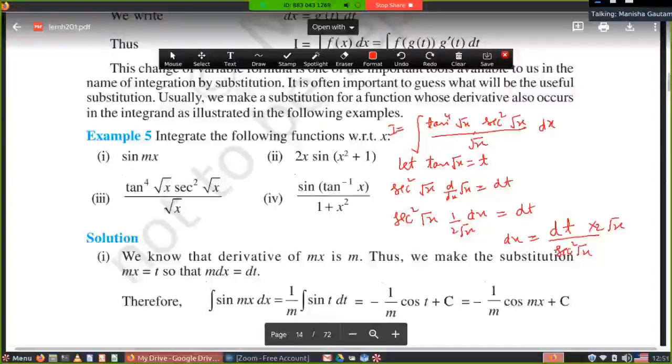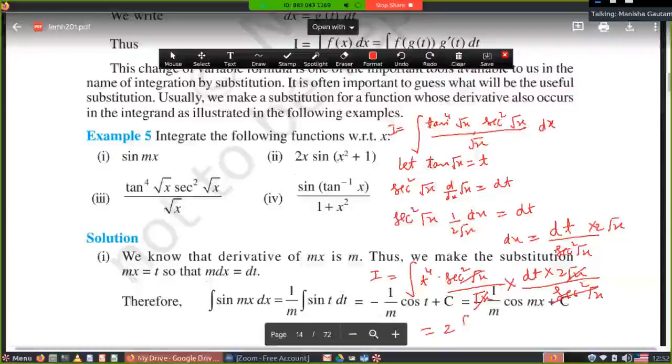Now put the value. The question becomes I is equal to tangent to the power 4 root x, it means t to the power 4, into secant square root x upon root x, into the value of dx, which is dt into 2 root x upon secant square root x. Now this is cancelled by this, and this by this. What you are getting? 2 times t to the power 4 dt. Now integrate it, 2 as it is, t to the power 5 upon 5 plus constant.